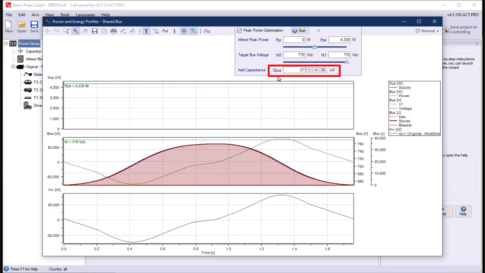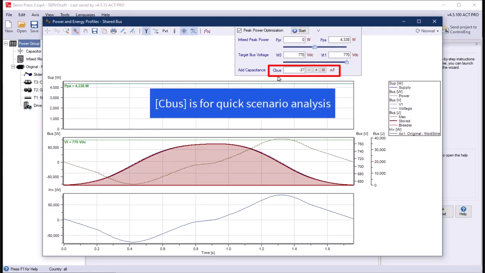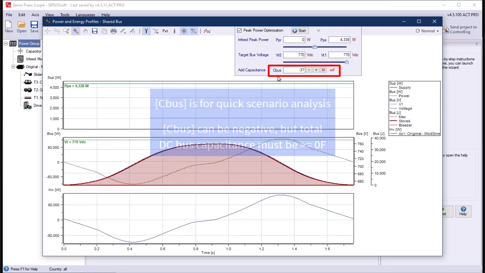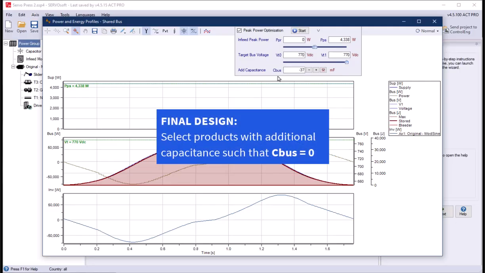The purpose of the additional capacitance is quick scenario analysis to increase or decrease the DC bus capacitance. Note that C bus can be negative. However, for obvious reasons, the total DC bus capacitance must be greater than or equal to 0 farads. For final design, select products with additional capacitance such that C bus is equal to 0.